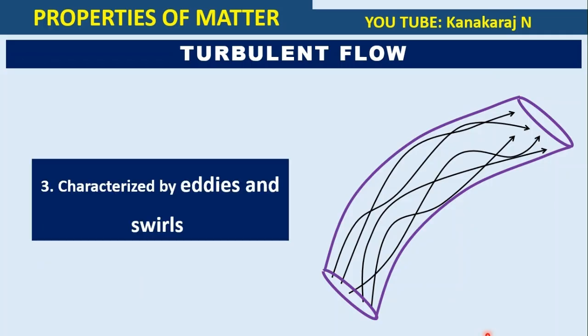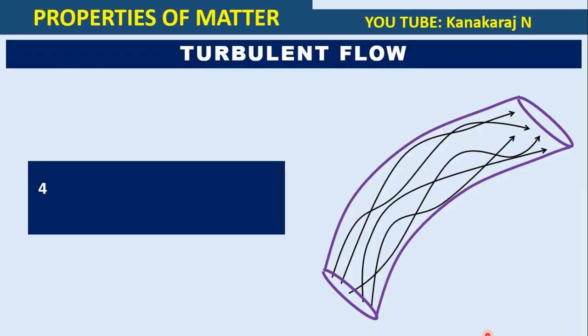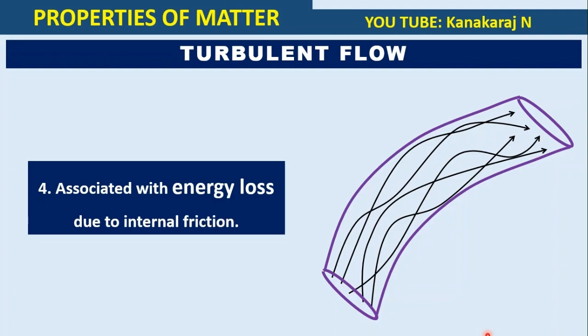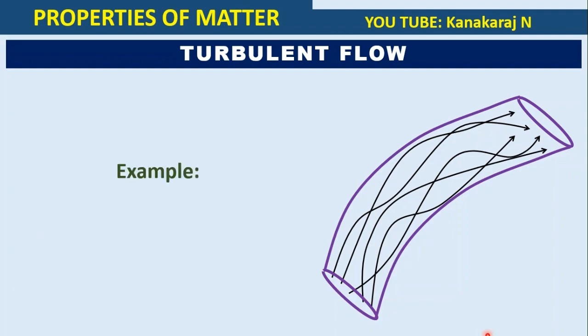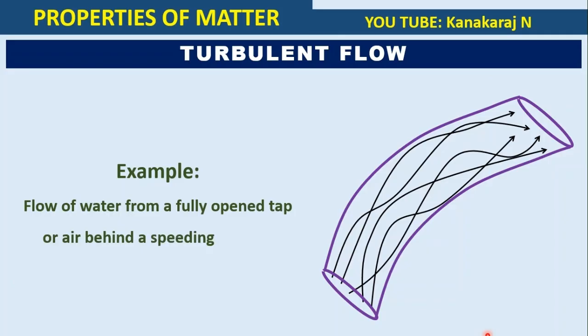3. Characterized by eddies and swirls. 4. Associated with energy loss due to internal friction. Example: flow of water from a fully open tap, or air behind a speeding vehicle, are examples of turbulent flow.